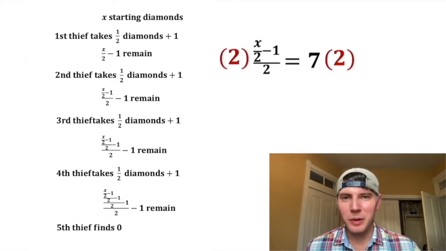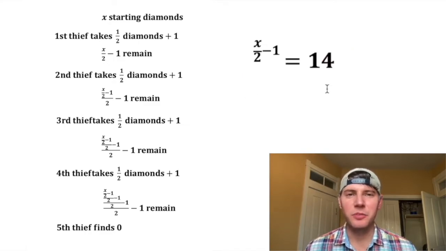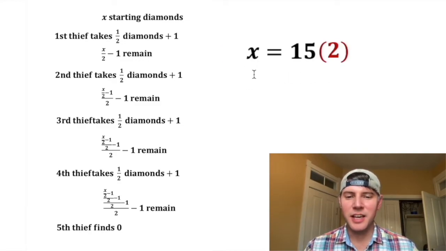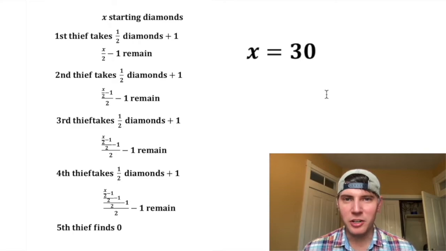Scoot this over. Multiply both sides by 2. These cancel. This becomes 14. Scoot it up. Add 1 to both sides. These cancel. This is 15. Scoot it over. Multiply both sides by 2. This side is X and this side is 30. The shopkeeper started with 30 diamonds.